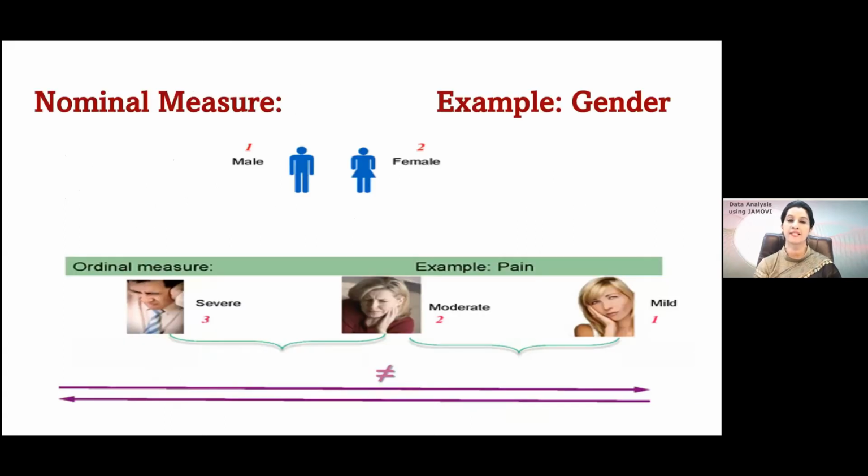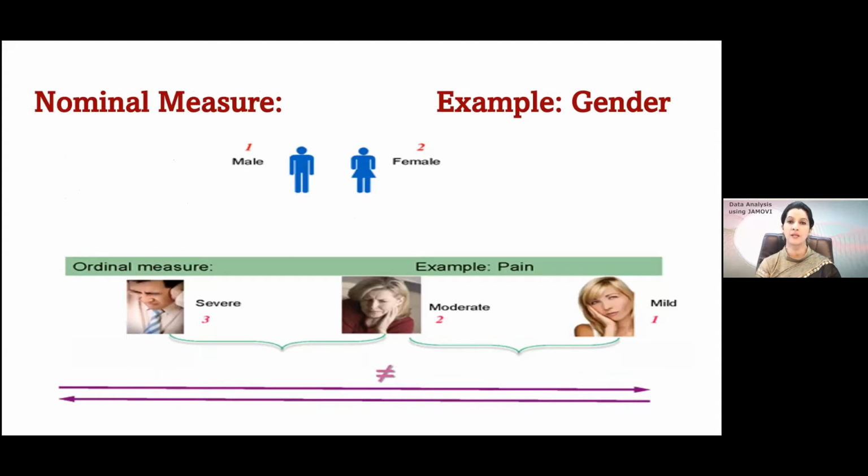So now there are basically 4 levels of measurement. You can remember it by the mnemonic NOIR. N stands for nominal, O stands for ordinal, I stands for interval, and R is for ratio. I hope many of you know this, but still just for revision, we will quickly revise these concepts.